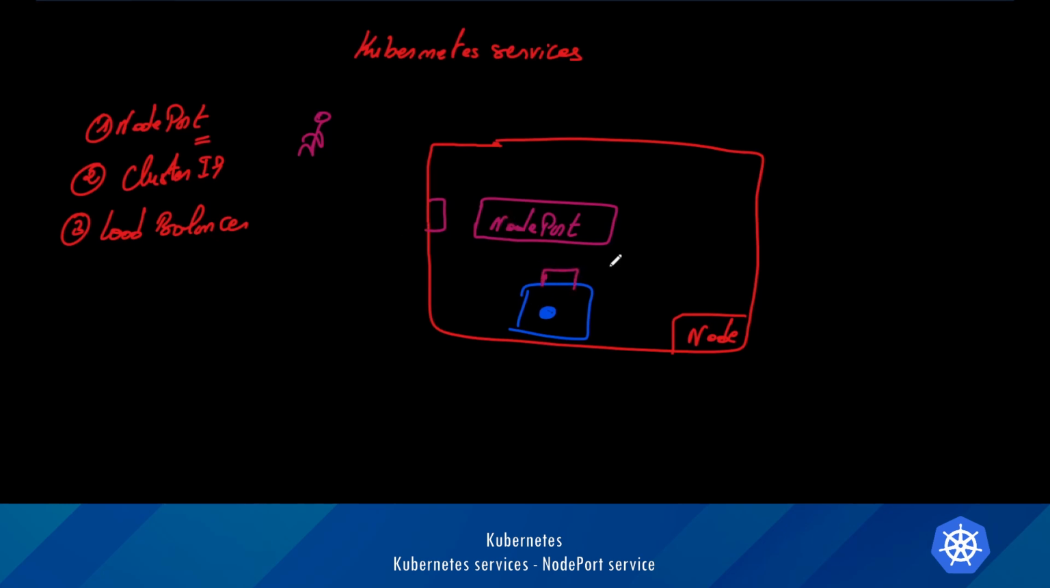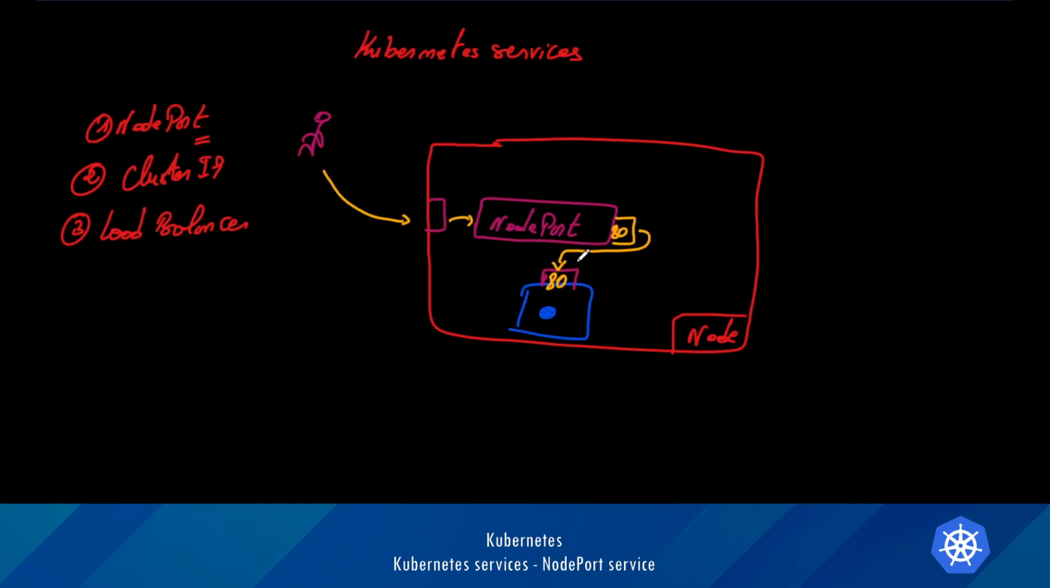By using the NodePort service, any request coming from an external user to this port of the worker node will be received by the NodePort service, and then it will be forwarded from the port of the NodePort service to the port of the pod. Let's say that here we are using the port 80 on the NodePort service, and we are using the same port on the pod.